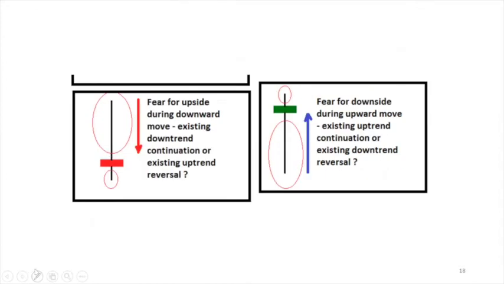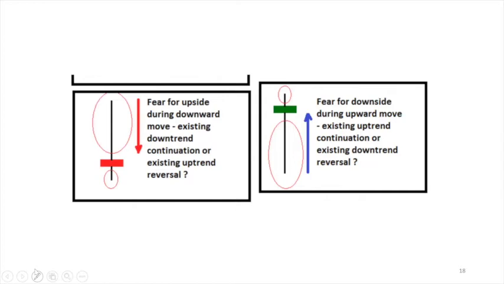Okay, so same thing. This is the fear. This is the fear of upside during a downside move. Don't try to remember the names of the candles, hangman, gravestone. No need to worry. Just look at the formation of the candle. Even initially, I tried to learn and memorize the names. No need.